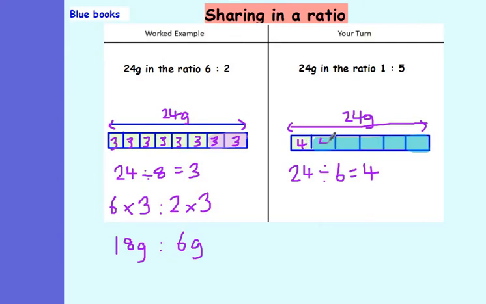1, 2, 3, 4, 5, and 6. This time I've got 1 lot of 4 on this side and 5 times 4 on this side. So overall I'm splitting my ratio 4 grams to 20 grams. Make sure you've got this example in your dark blue books for me, Year 8.